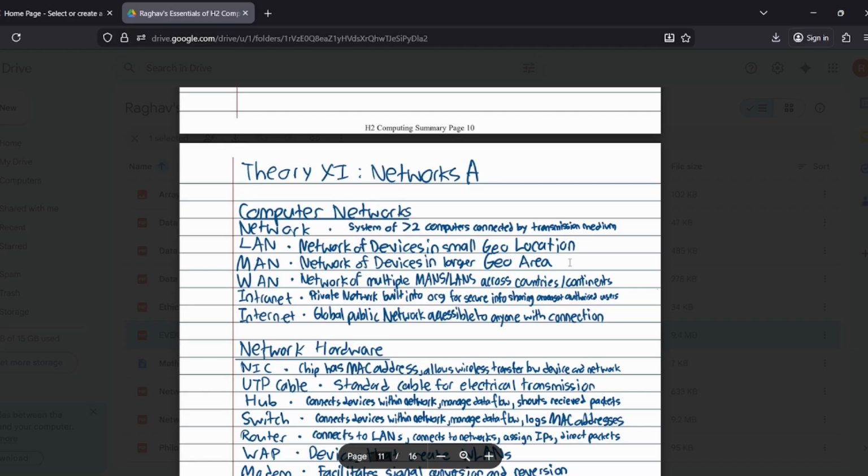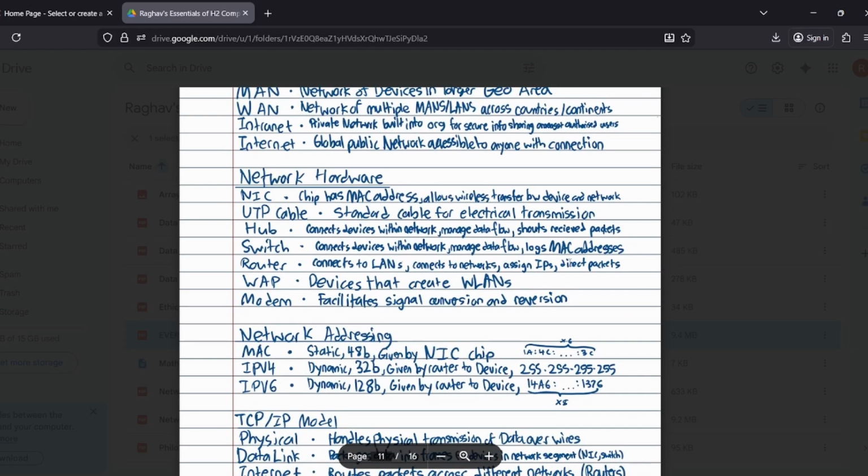An intranet is a private network built in an organization for secure information sharing amongst authorized users. A very famous example of this is one that none of us can talk about without it being censored. The internet is the global public network accessible to anyone with an internet connection, which is the one we all know and love and hate.